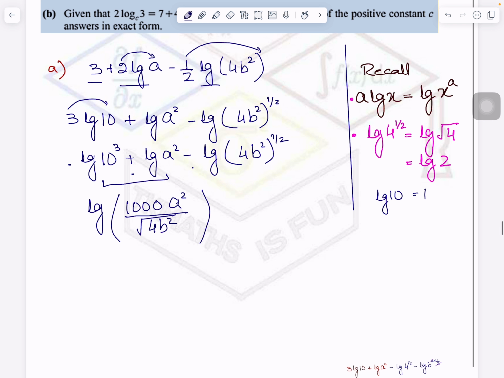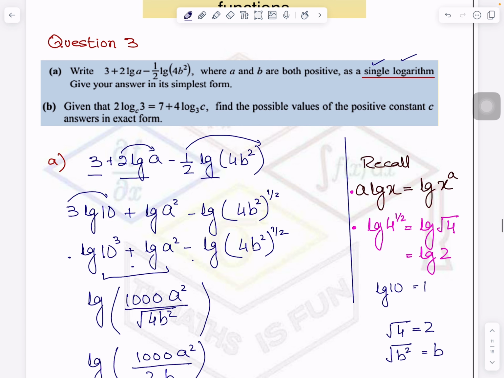Now, if I want to stop here, I can, but I can simplify the denominator further. Can you think how? Root 4 is 2 and root b squared is b. Why? Because we know root 4 is equal to 2 and root b squared is equal to b. So this is how we can simplify the term into a single expression.